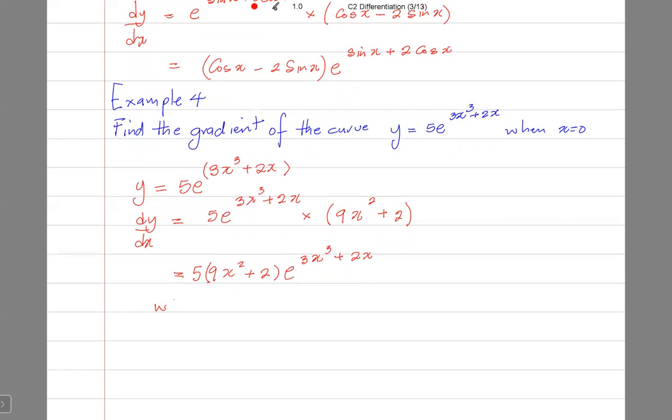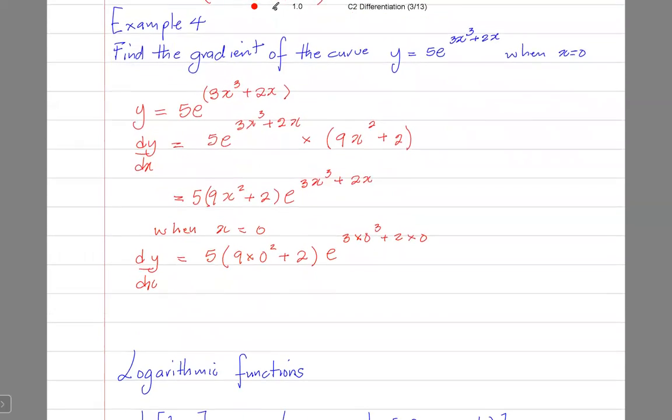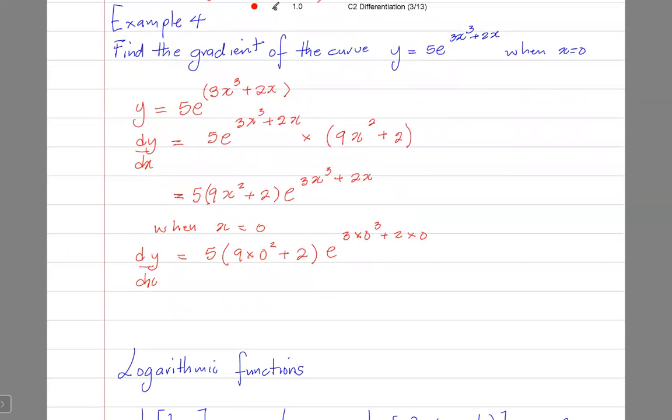All right, now when x is 0, because we need to find the gradient when x is 0, dy by dx, which is the gradient of the curve, the instantaneous gradient of the curve, would be equal to 5, 9 times 0 squared plus 2, e to the 3 times 0 cubed plus 2 times 0. So of course, the power is going to work out to be 0. And inside the bracket is going to work out to be 2.